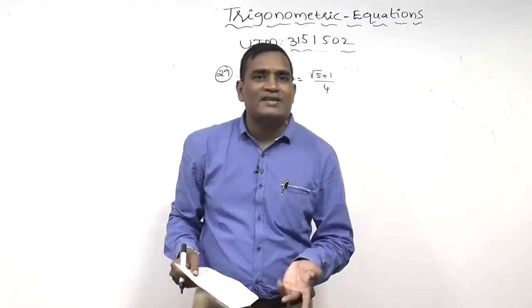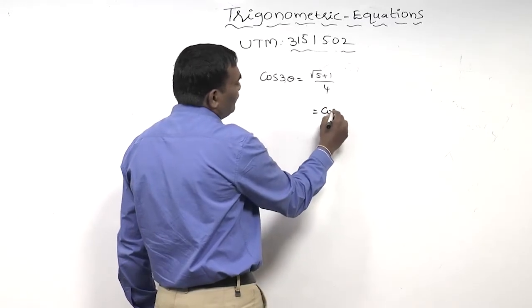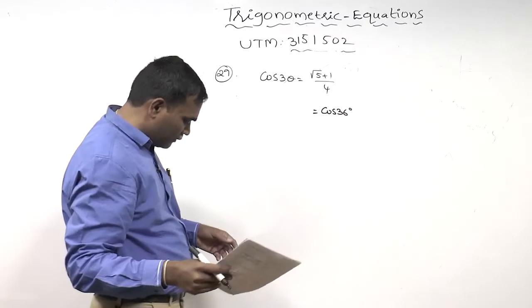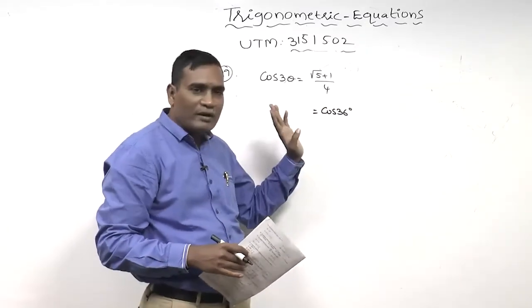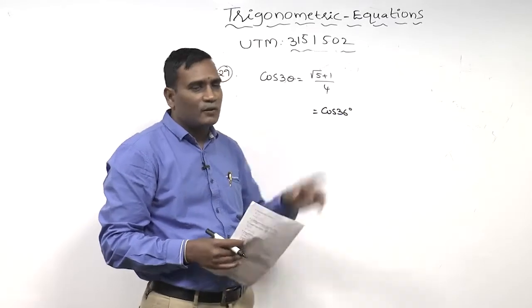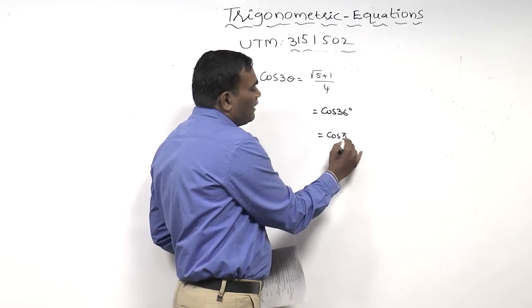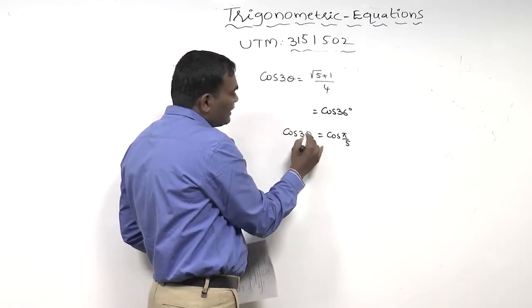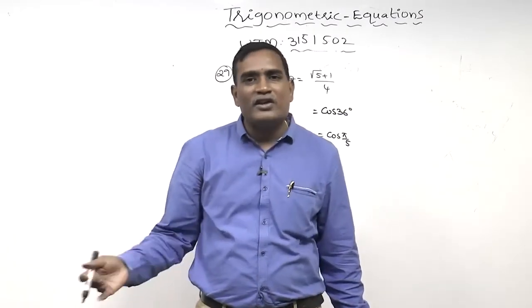Cos 36 is root 5 plus 1 by 4. Cos 36 degrees. Here, you remember these values. All these values are there in the intermediate textbook. Sin 18 is root 5 minus 1 by 4. Cos 36 is root 5 plus 1 by 4. Write in radians: cos pi by 5. Here, it is in the form of cos theta is equal to cos alpha. If cos theta is equal to cos alpha, what is the general solution?